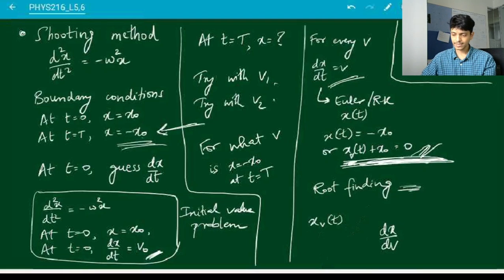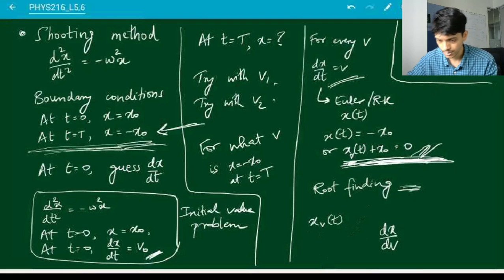So by using bisection method, you find out at which velocity you are being able to satisfy the second boundary condition that was given to us, and then you have reduced your boundary value problem into an initial value problem. Then it's straightforward to solve this differential equation. So that is the shooting method for you.